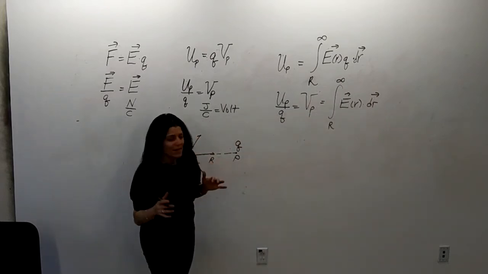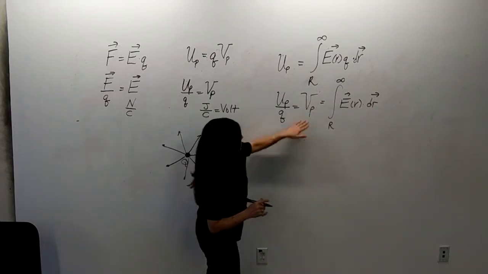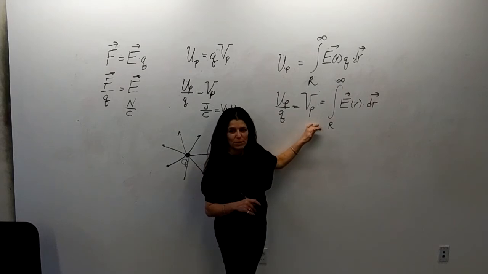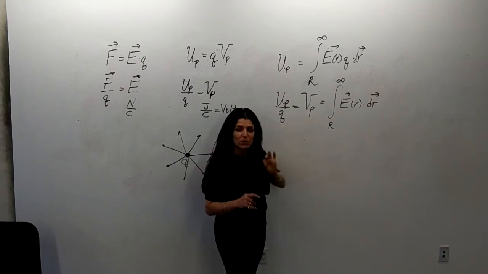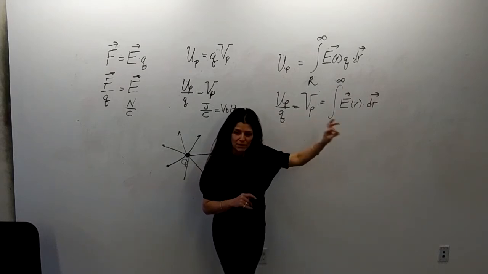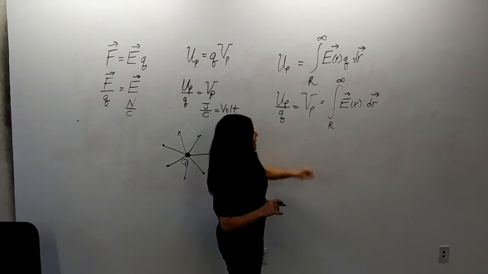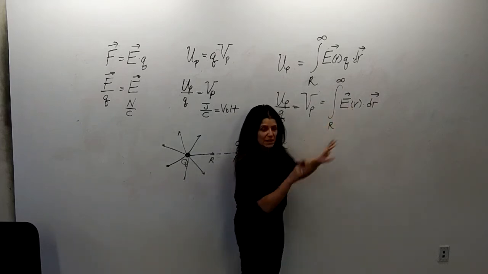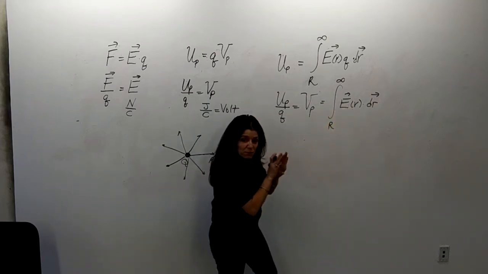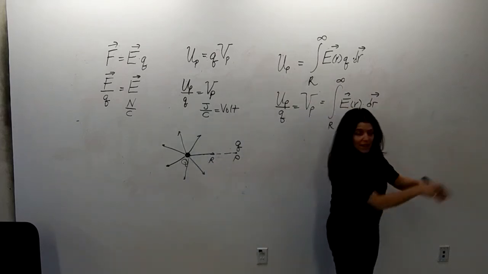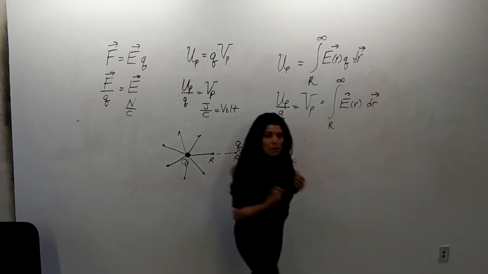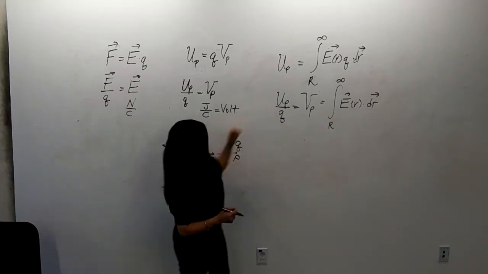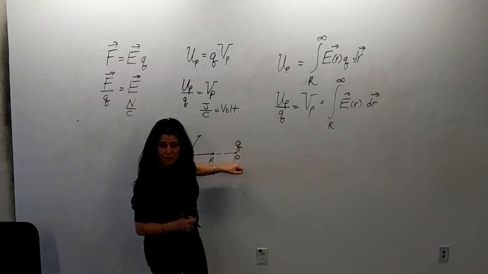Okay, let's think about what that is now. The potential at point B is the work done by the field per unit charge in moving a positive test charge out to infinity. It's the electric field saying, hey, get out of here, and it's pushing this charge all the way out to infinity. The electric field is doing work. That work is coming from the potential energy that the charge had over here.